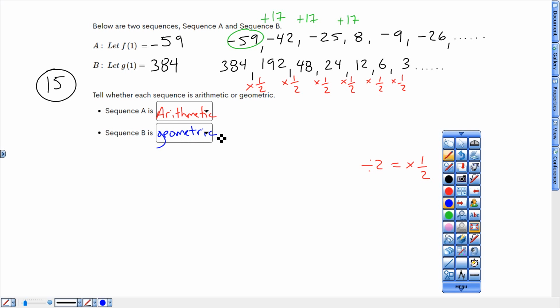And again, arithmetic is another word for a linear straight line. Those geometrics, those are the exponential ones. Curved. All right, moving on. Here we go.